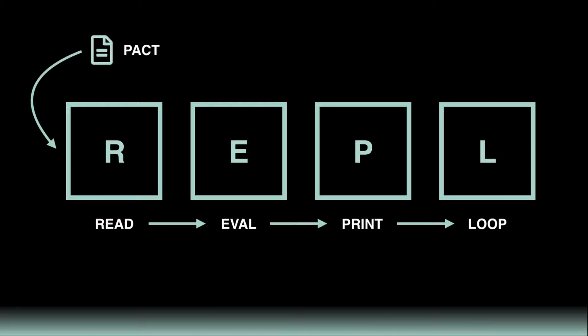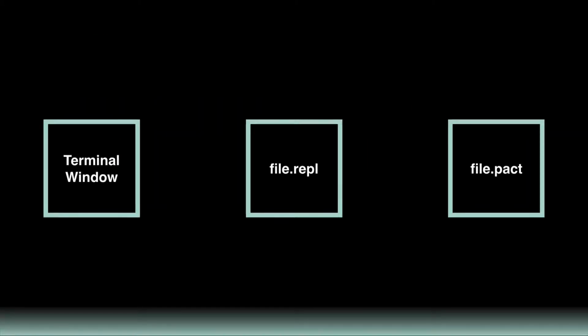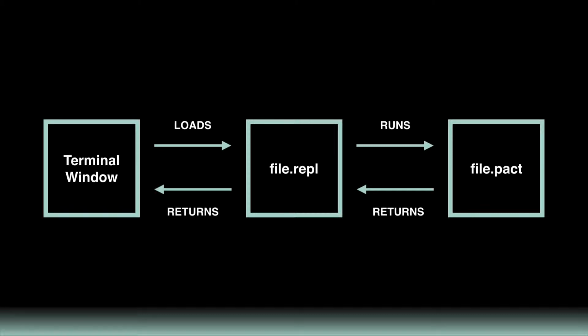REPL files are a common part of Lisp-like languages, such as Pact, and they'll allow you to quickly test the smart contracts you build. As shown here, a simple way to load a REPL file is from your terminal. Using your terminal window, you load the REPL file, which includes code that both loads and runs the Pact file. The Pact file returns data to the REPL file, which then returns the output to your terminal window. This interaction is fundamental to how you will use REPL files in coordination with your Pact files to build, run, and test your smart contracts.